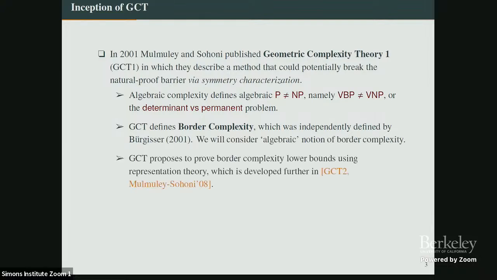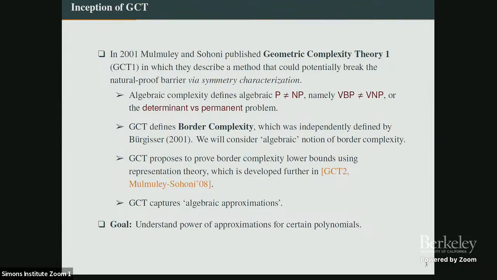As I said, I'll talk about the algebraic notion, and as I said, GCT basically tries to prove lower bounds using these symmetries, where you can use representation theory, algebraic geometry, and all kinds of mathematics, and probably you can prove that because that is not natural, as I already argued. And what GCT border complexity does is it tries to capture a notion of approximation, and we'll also see what kind of approximation we're talking about, because you can talk about different kinds of approximations. Okay. So the point is to understand border complexity, the approximation of certain polynomials.